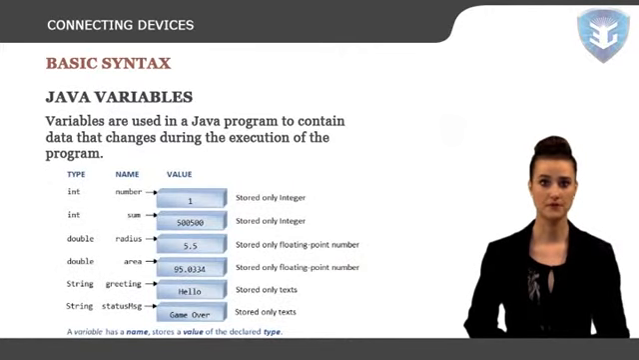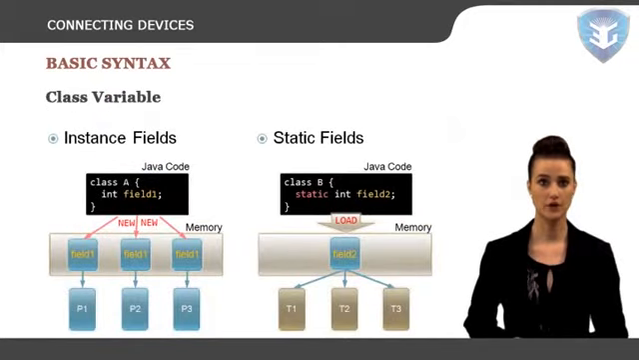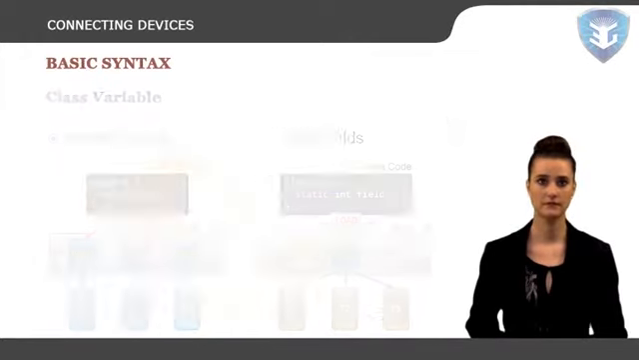Java variables. Variables are used in a Java program to contain data that changes during the execution of the program. A variable is a container that stores a meaningful value that can be used throughout a program. Java variables can be categorized into 7 types. Class variable: a Java class variable is a field declared using the keyword static within a Java class, or with or without the keyword static within a Java interface declaration.